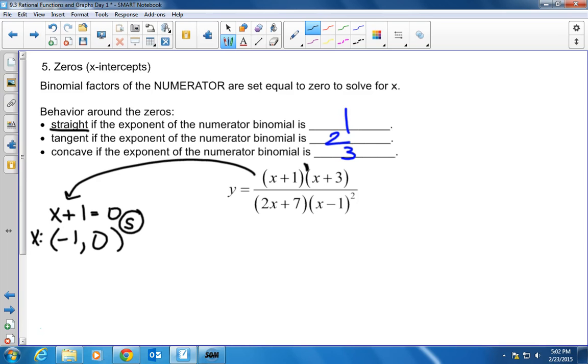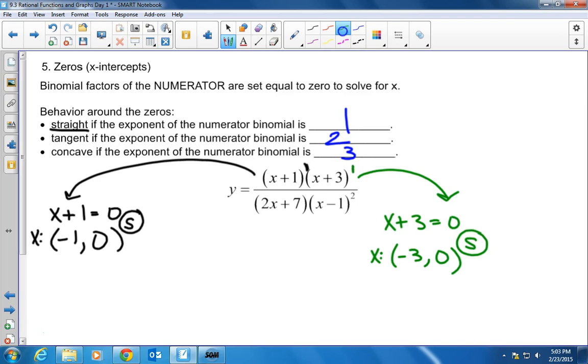The next thing that we're going to look at is the other x-intercept. And this is x plus 3. Set it equal to 0. Solve for x. So we know that your x-intercept is going to be a -3, 0. And this too is going to have straight behavior because this has an exponent of 1.